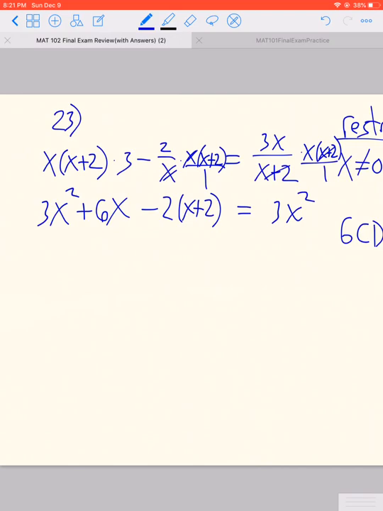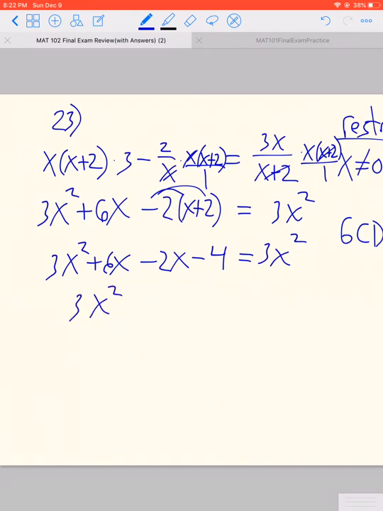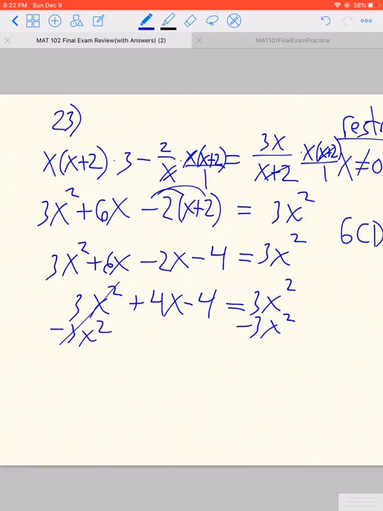We can simplify the left-hand side. We have 3x squared plus 6x. Distribute the negative 2 in. It's going to give us a negative 2x minus 4 equals 3x squared. It looks at its heart to be like a quadratic equation. Let's just simplify these two middle terms here. That'd be a positive 4x minus 4. Because of the x squared, we should get one side to 0. So we subtract 3x squared from both sides. They actually turn out to cancel, and we're simply left with 4x minus 4 equals 0.